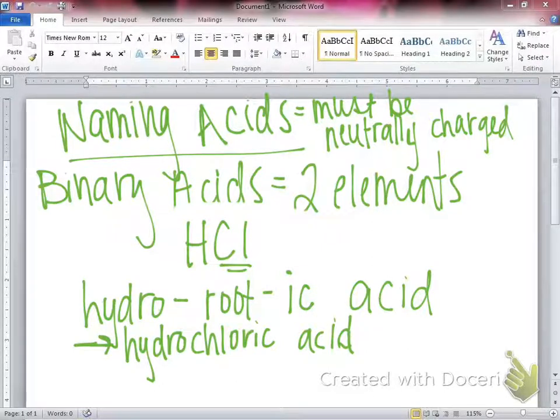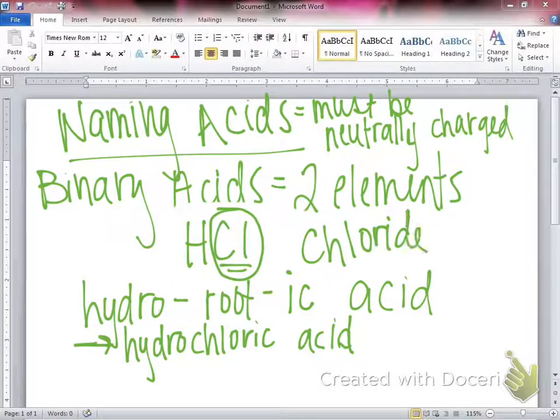We name it hydrochloric. That's because our anion comes from chloride. And whenever we see ide, we know that it's the element only. Ide comes from a simple anion, a monatomic ion. So when we name binary acids, if it comes from an ide anion, that means our naming system is hydro-blank-ic acid. All right? Questions?